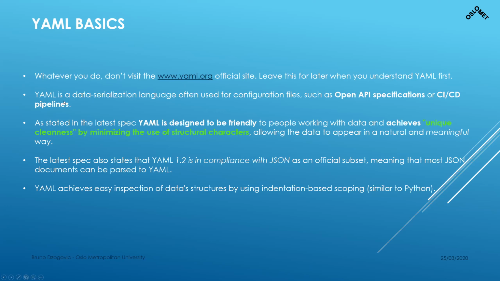YAML is a data serialization language. So what does that mean? It means that it's designed to work with continuous integration, continuous delivery pipelines, and OpenAPI specifications. So it's a declarative way of expression. YAML is designed to be friendly to people working with data, achieving cleanness by minimizing the use of structural characters. So it's not going to be like Perl scripting or something like that, where you're going to get lost quickly. So that's the positive aspect.